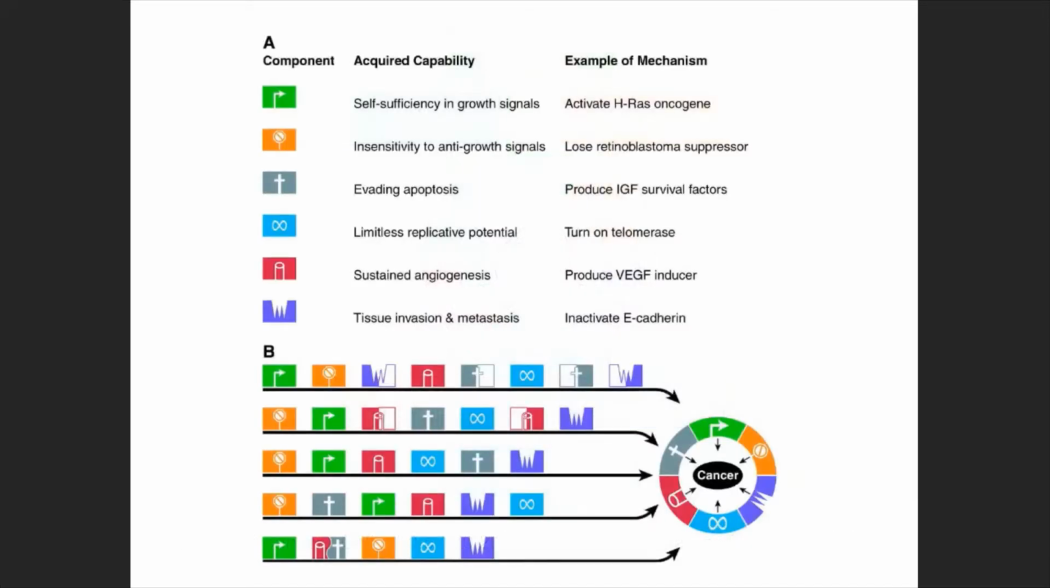And this highlights some of those examples, for example, in terms of self-sufficiency, activation of the HRAS oncogene. They use that as an example in the Weinberg and Hanahan review, but it doesn't have to be this, right? It's just an example. But I would say an example is that they make their own growth factor.